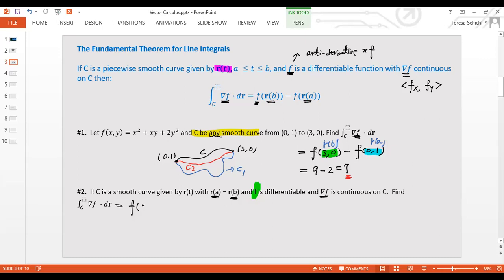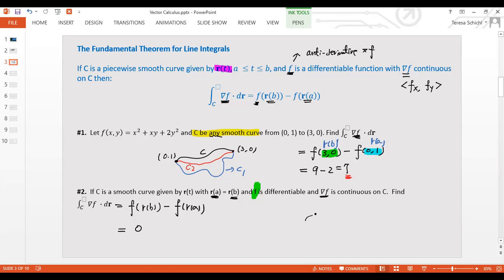So what I'm having here is RB minus F of RA, correct? And because RA and RB are equal, what I have here is zero, okay?